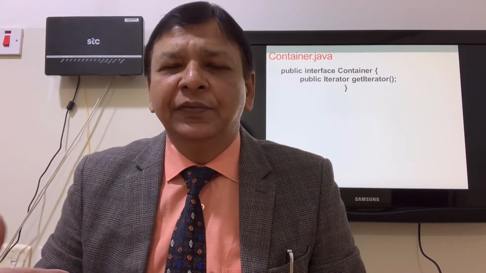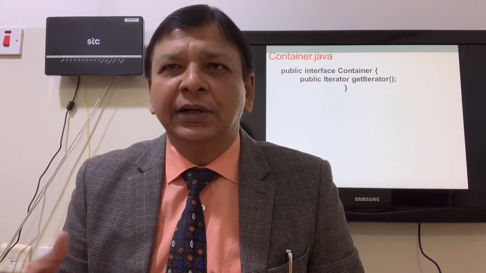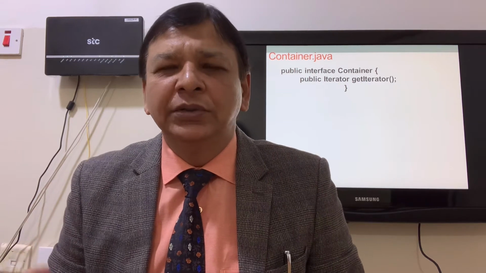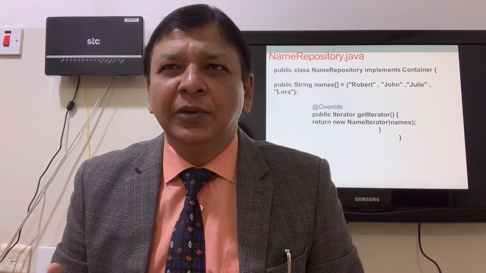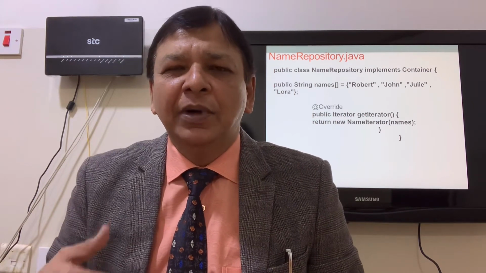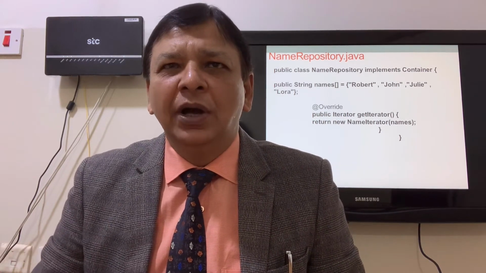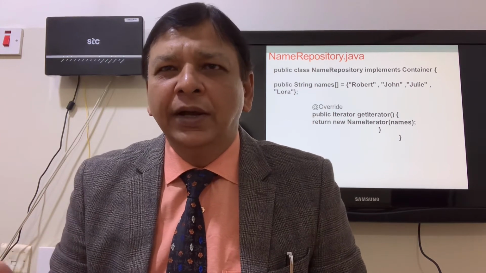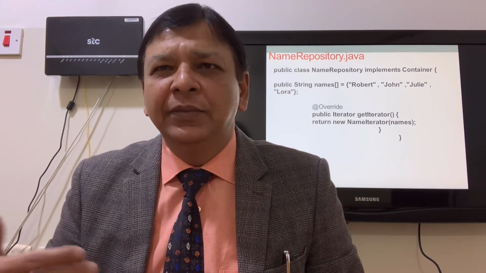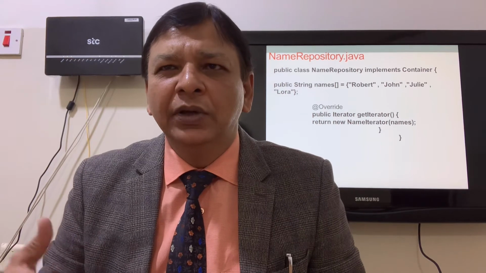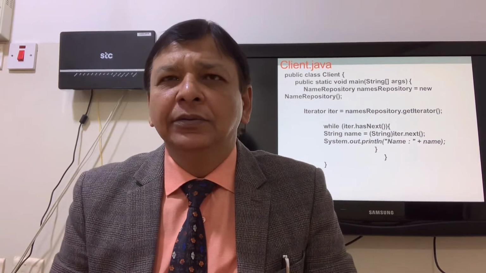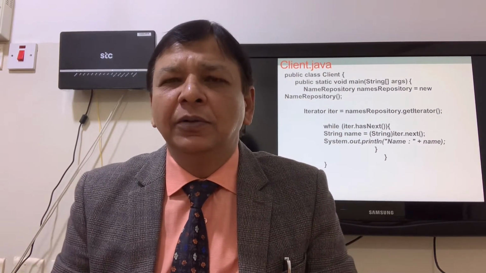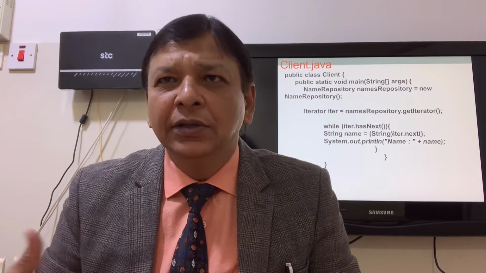Container.java: public interface Container, public Iterator getIterator method, we close the Container interface. NameRepository.java: public class NameRepository implements Container, public String names: Robert, John, Julie, Laura. Override public Iterator getIterator from the Container interface, return new NameIterator(names), we close the method, we close the NameRepository class.